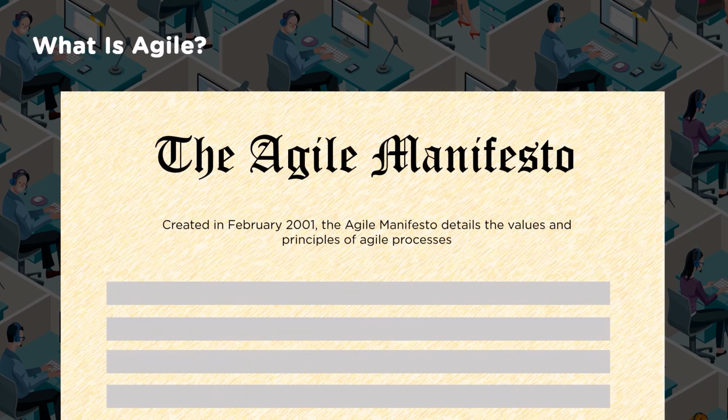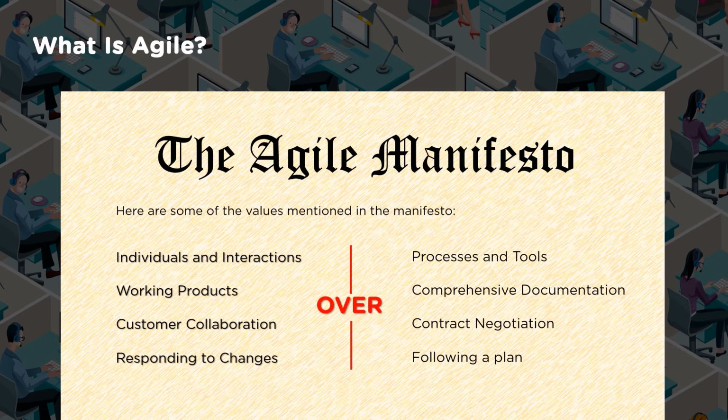So what is this Agile Manifesto all about? It was created during February 2001, which details out the values and principles of Agile processes, which says there are some values mentioned on the left, which have more weightage compared to the ones on the right.